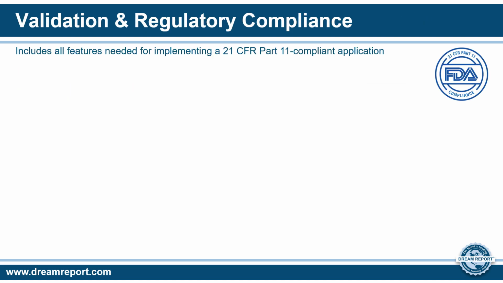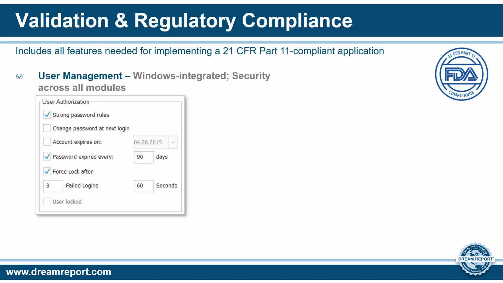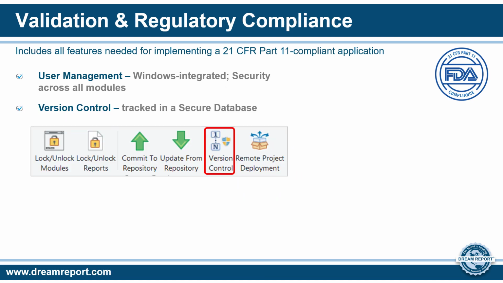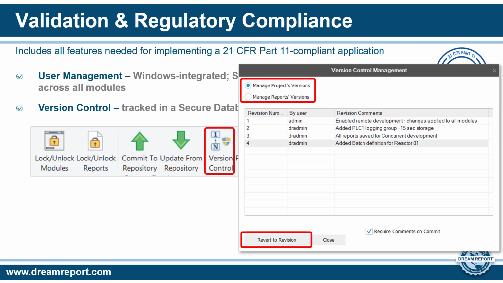In terms of validation and regulatory compliance, Dream Report includes all the features that you need for implementing a Part 11 compliant reporting solution. So first of all, it starts with security. Integrated security across all the modules in Dream Report, who can do what in Studio, who can do what at runtime, which reports a user or a user group can get to. Version control, should you choose to enable this.